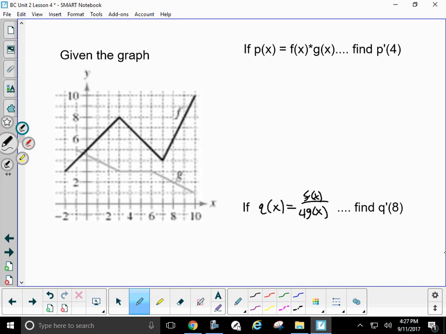Okay, let's change this to a 2. Let me show you what that means, why this is harder. Okay, let's see. We want to find p prime of 4, and p is f times g. So let's just go ahead and write it out. There's no real tricks here as long as you don't fall into the f prime times g prime trap. You just need to write out its derivatives and then plug in 4.